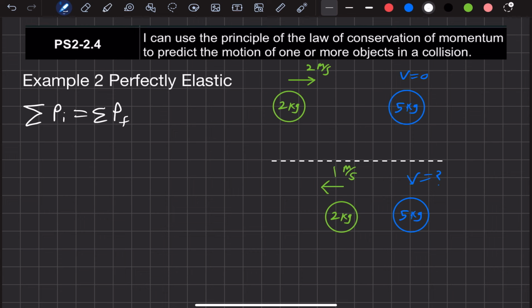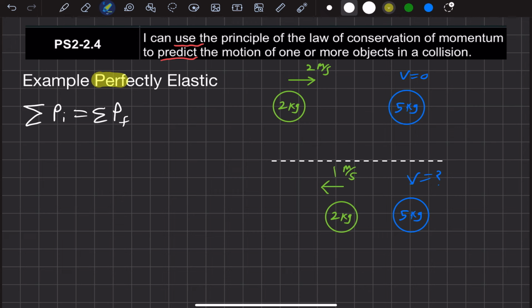I can use the principle of the law of conservation of momentum to predict the motion of one or more objects in a collision. So in this learning objective, we are using the principle of the law of conservation of momentum to predict the motion of one or more objects in a collision. Essentially, we're going to figure out what the total momentum of a system before is, and then since we know that the total momentum before must equal the total momentum after, we can use that information to find the momentum of one of the objects in the system, and then more specifically, its velocity.